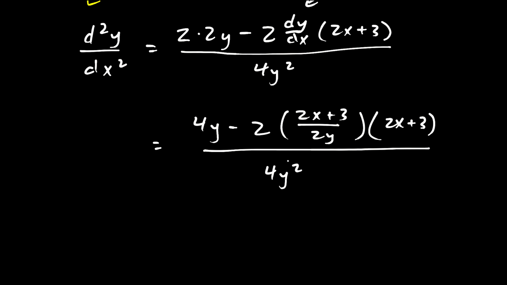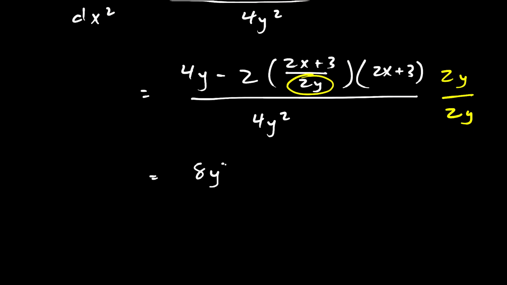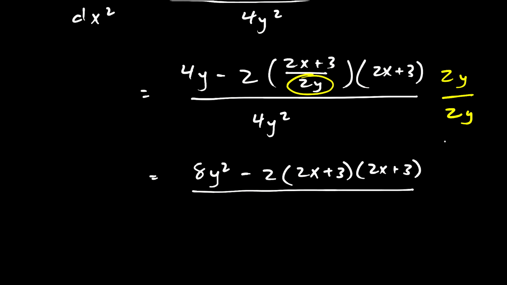Now we do have to clean this up, and in cleaning this up, we should note that there is a fraction within a fraction, a complex fraction, so we need to clear that. So we'll multiply both numerator and denominator by that denominator, 2y, and that'll cancel one term and we'll distribute it to the other. So let's see what we get. Distributing the 2y to our first term, we have 8y squared, and then we're going to have minus 2. That 2y is going to cancel out. It's going to leave us with (2x plus 3) times (2x plus 3) all over, and 2y times 4y squared is going to give us 8y cubed.